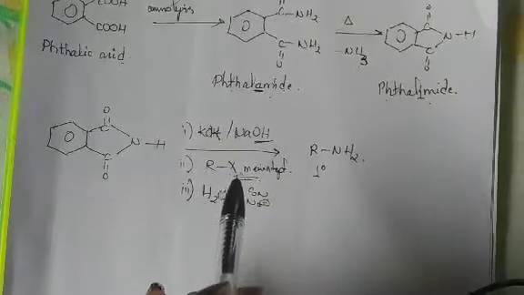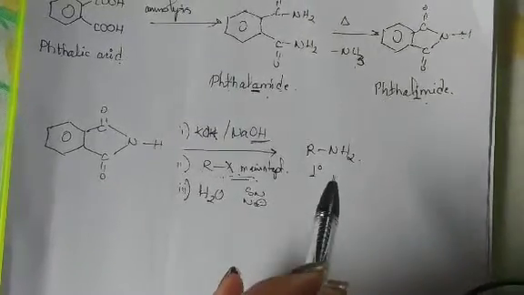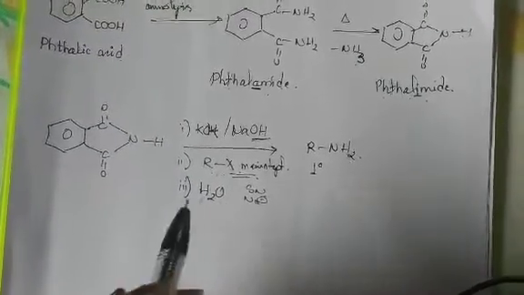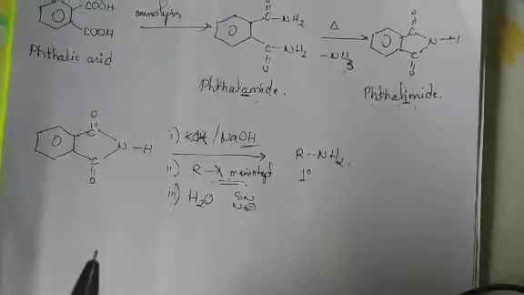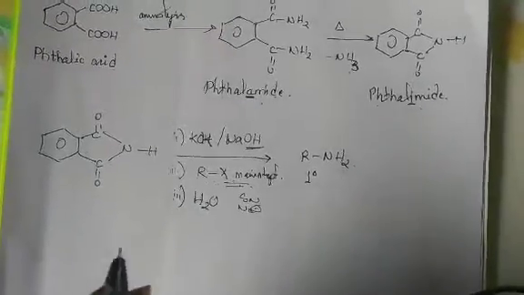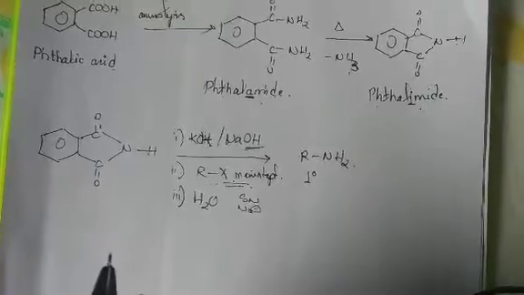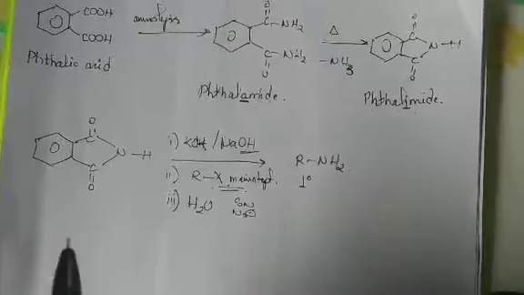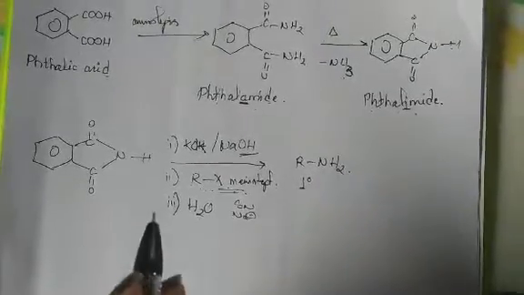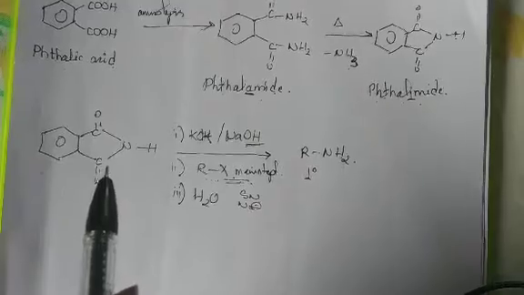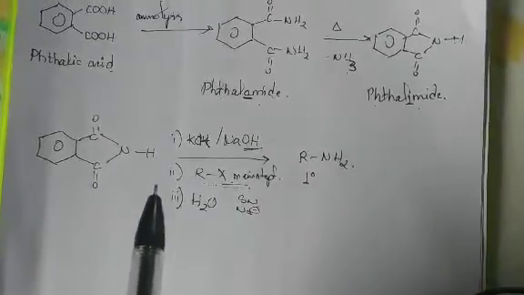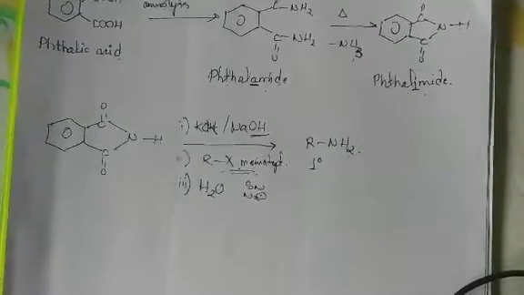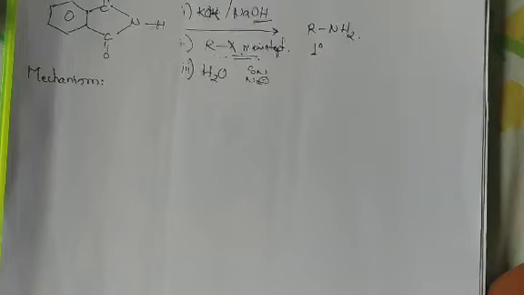Remember that the Gabriel phthalimide synthesis is only used for the preparation of primary amines. Aryl amines cannot be produced by this synthesis because aryl halides do not undergo nucleophilic substitution, that is, SN substitution reactions do not take place, as we have discussed in haloalkanes and haloarenes. Now let us go to the mechanism of this synthesis.